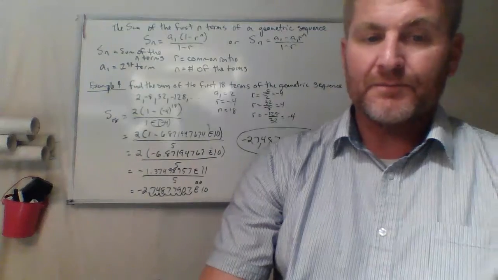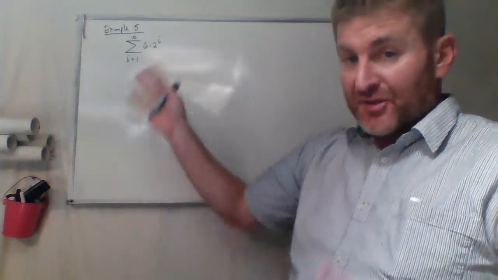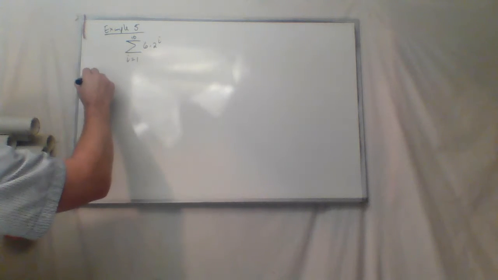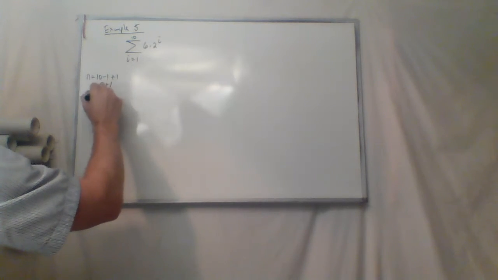Try checkpoint 4. So if I take a look at example 5, it wants me to use the summation notation to find 6 times 2 to the i from term 1 to term 10. So remember, how many terms is that? If it's from term 1 to term 10, you've got 1, 2, 3, 4, 5, 6, 7, 8, 9, 10. So you take the difference and you add 1. So for the number of terms, it's the difference between your top term and your lower term, and then add 1. So that's just 9 plus 1, which is 10.